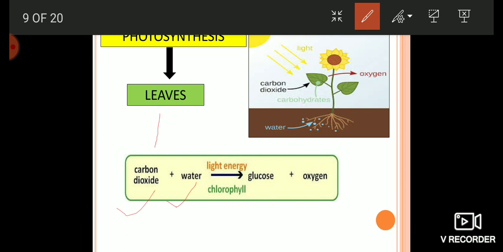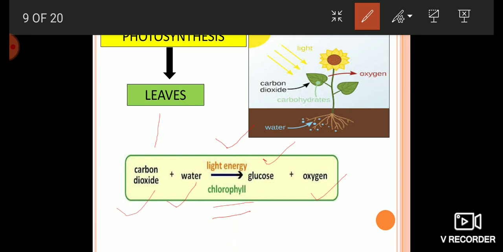With the help of sunlight, and with the help of the chlorophyll pigment which is present in leaves, the leaf produces carbohydrate in the form of glucose, and it releases oxygen.